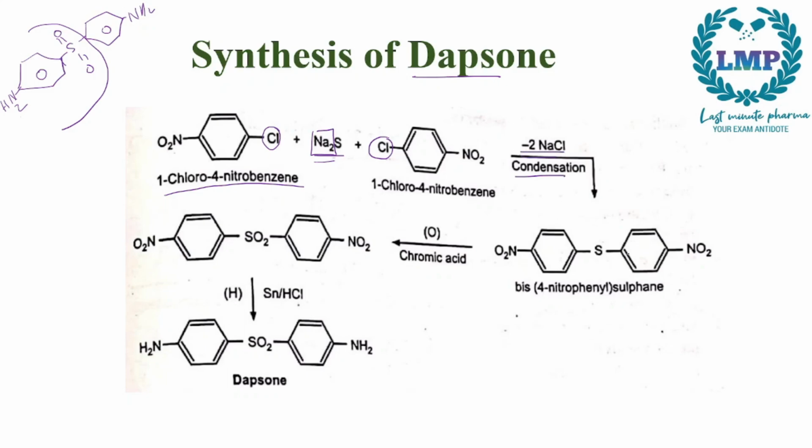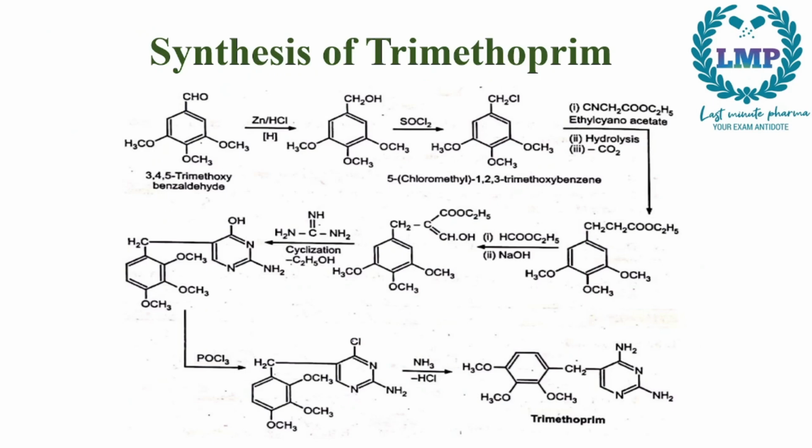So we will get this group right here, that is bis 4-nitrophenyl sulfane. To this we need to add double bond O. So we will add chromic acid, which is an oxidizing agent. So it will add NO2, SO2, benzene, NO2. Now we have to reduce it. So NO2 will be reduced to NH2, and we will get dapsone. Next we have the synthesis of trimethoprim.